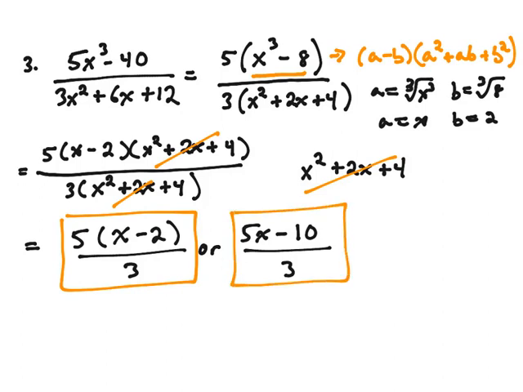Okay, so that one wasn't as bad as we thought it was, okay? We used the cancellation of the two trinomials of x squared plus 2x plus 4 to eliminate that, and then we're just left with everything else, okay? So I hope that this video helped you with the concept of simplifying rational expressions.